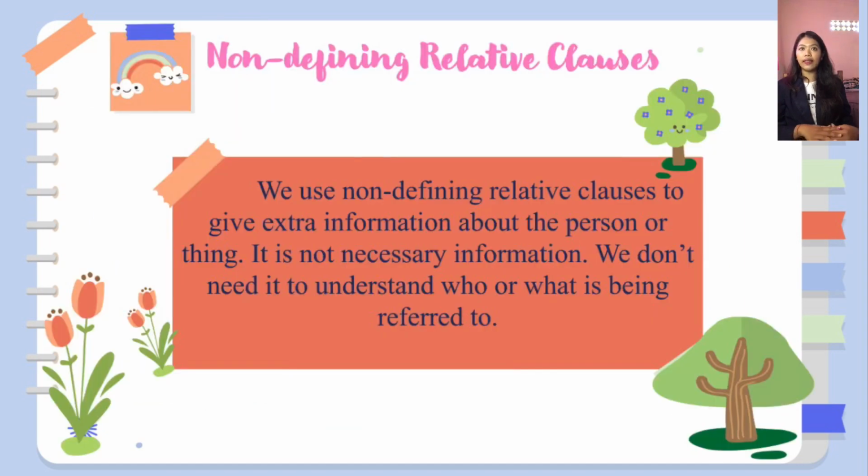Okay, next, the non-defining relative clause. We use a non-defining relative clause to give extra information about the person or thing. It is not necessary information. We don't need it to understand who or what is being referred to. So the conclusion is that a non-defining relative clause is a clause that gives extra information about the person or thing, but it is not necessary information, and we don't need it to understand who or what is being referred to.